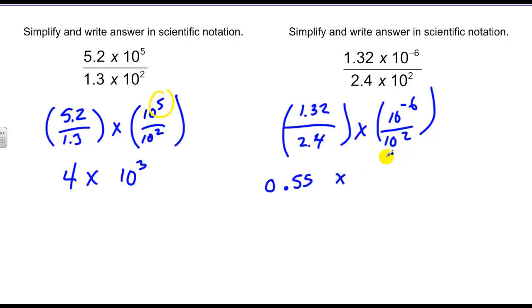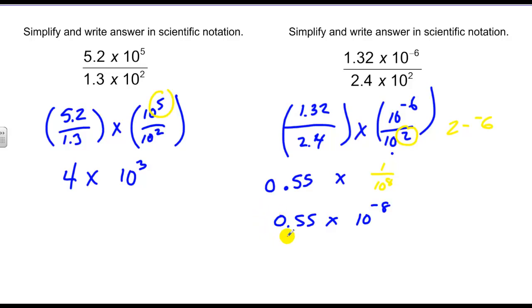And then I have 10 to the negative 6 divided by 10 squared. Again, we're going to find the biggest power, which is in the denominator, and subtract. So I have 2 minus a negative 6, which is 8. And I put that answer in the denominator, which is 1 over 10 to the 8th. However, we're writing this in scientific notation, so we have no fractions. So this goes 0.55 times, take the reciprocal, 10 to the negative 8th.